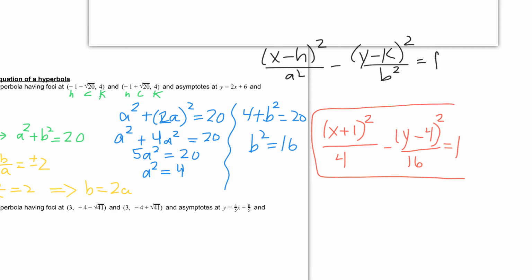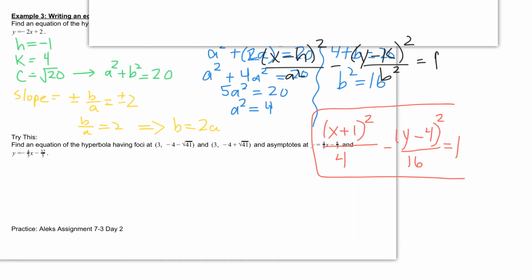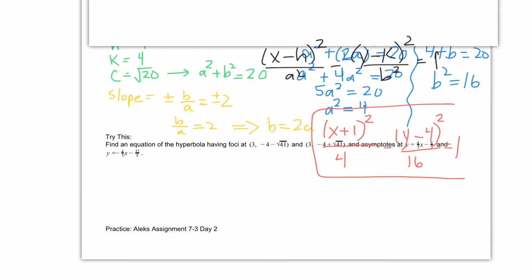Next, I'd like you to do the try this, so you can pause it now, unpause it when you're ready to check your answers. If you did the try this correctly, you should get an answer of y plus 4 squared over 16 minus x minus 3 squared over 25 equal to 1. If you have any questions, please let me know.